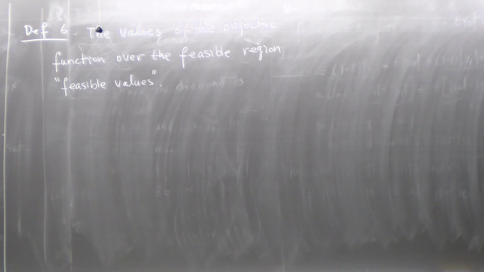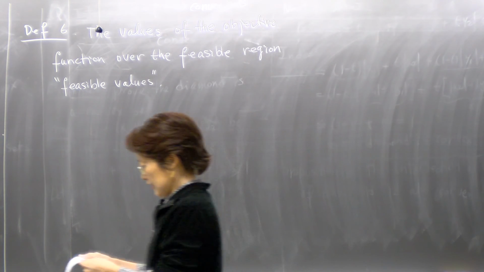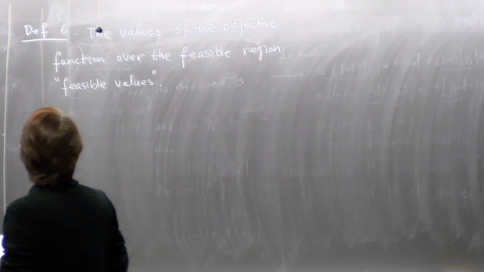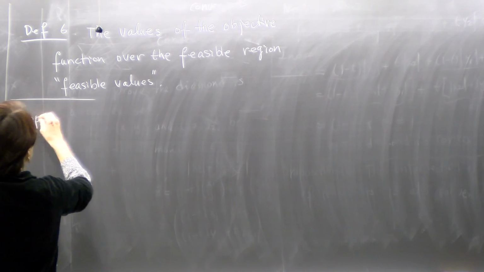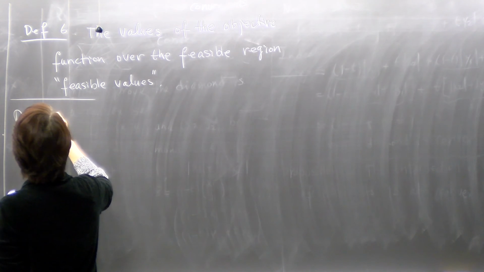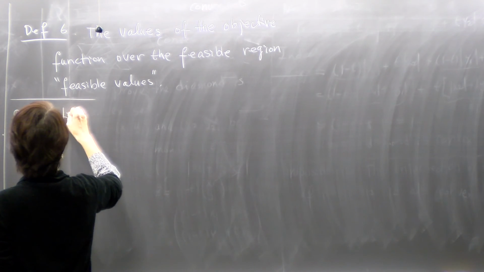Okay, so we ran into problems where the problem is not feasible, meaning the feasible region is empty. And if it's empty, then there are no feasible values, and there's no solution. So those problems are not in the discussion. So the next proposition will be the set of feasible values is also convex.